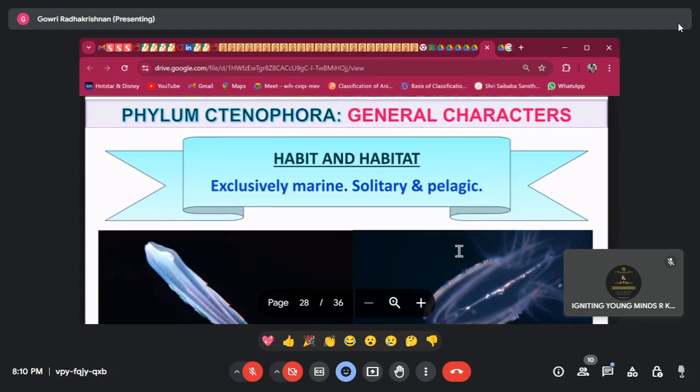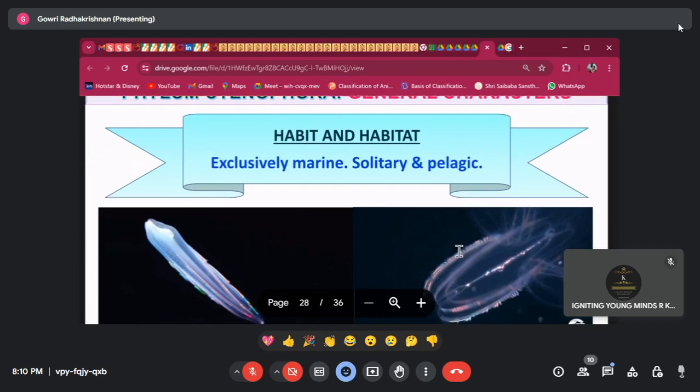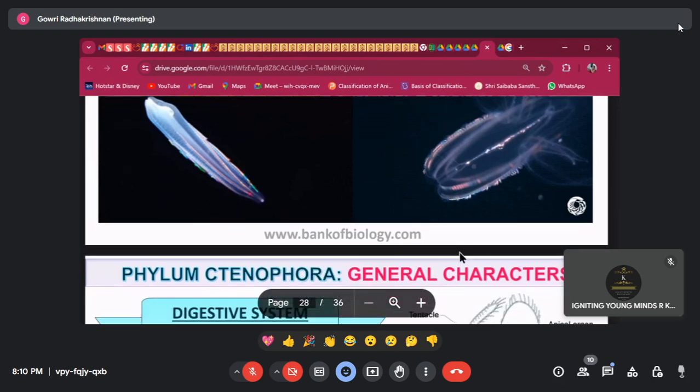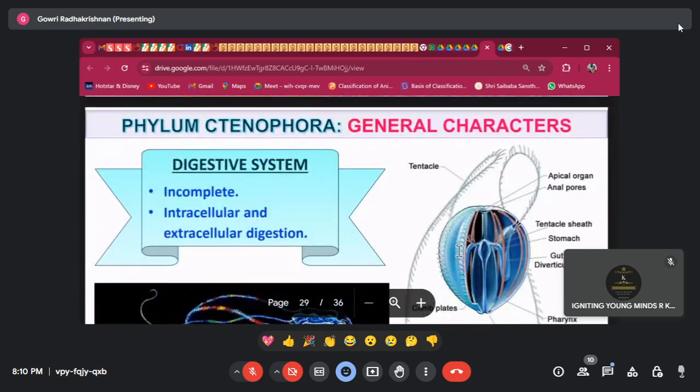Exclusively marine, solitary, and pelagic. Pelagic means they swim anywhere they want and then stay alone. That's what it means. And digestive system is incomplete, intracellular and extracellular digestion.